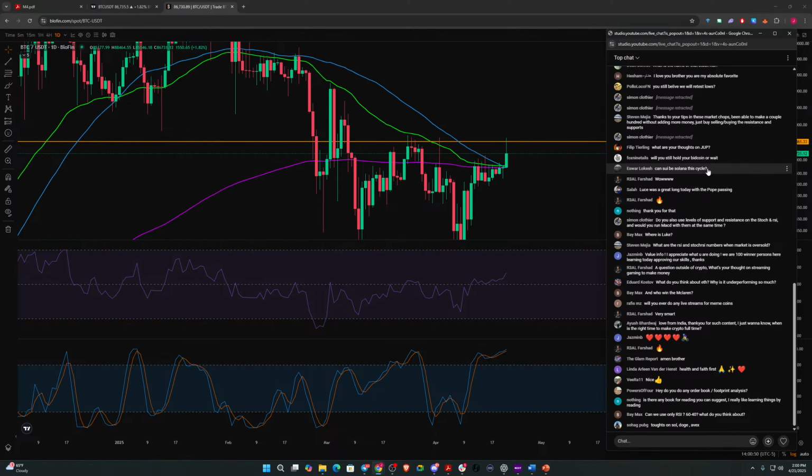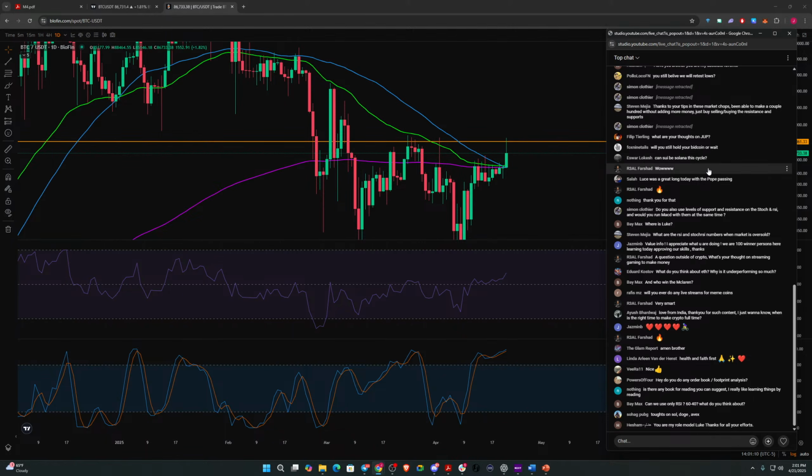Eswar says, can Sui beat Solana this cycle? They can, but it's going to be very, very hard. They need the mind share. They need the tech. They need the adoption. Adoption is the biggest hindrance to Sui. Because you can have the best tech in the world, but if people don't use your network, then it's all for naught, right? And so yes, it can beat Solana, but it's just if it's going to gain enough mind share to do so.